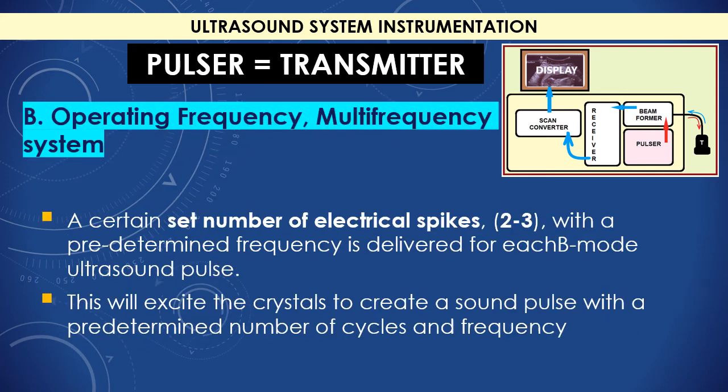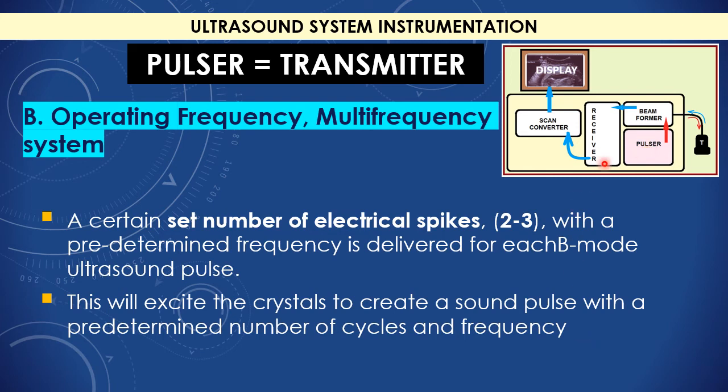Now we come to the operating frequency if we have a multi-frequency system. This was just mentioned earlier: most of the ultrasound systems now are of the multi-frequency or multi-hertz setting. How can I do that? How can I change the frequency? This is the job of the pulser.